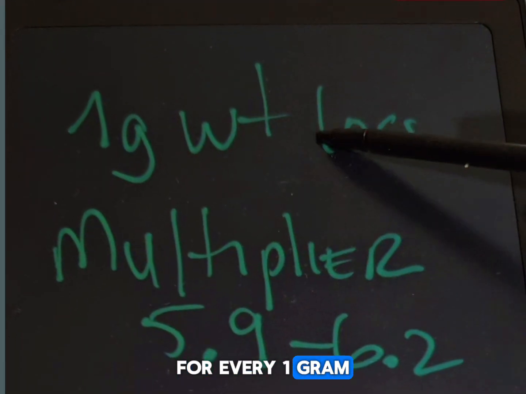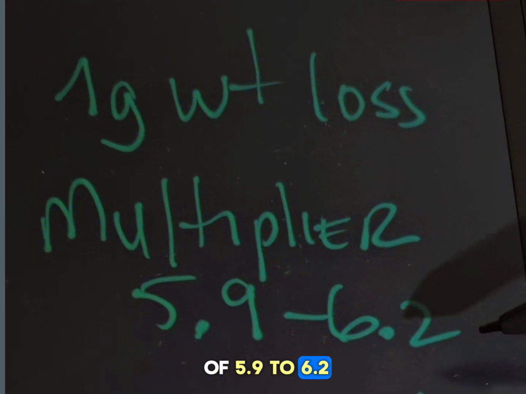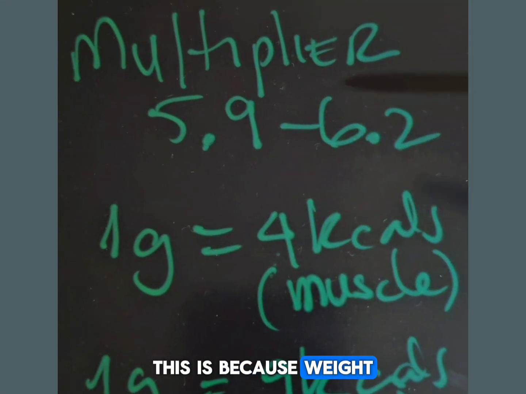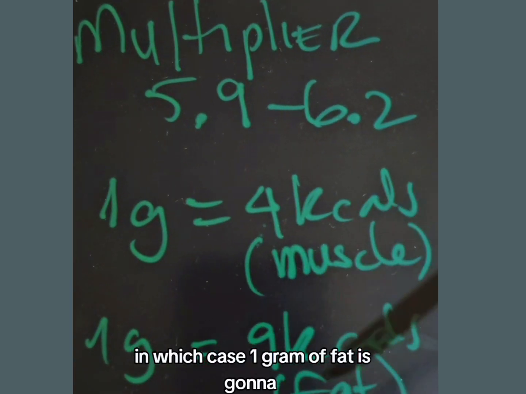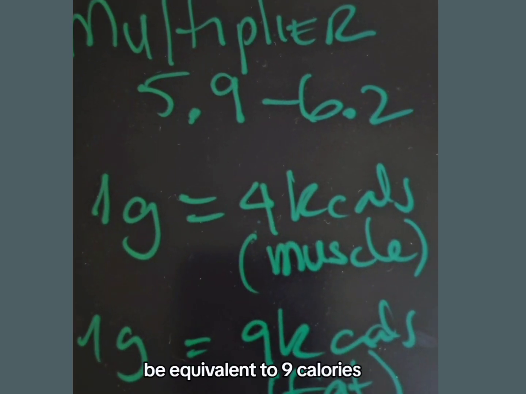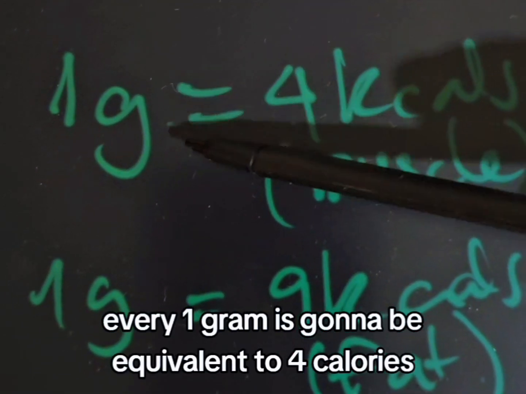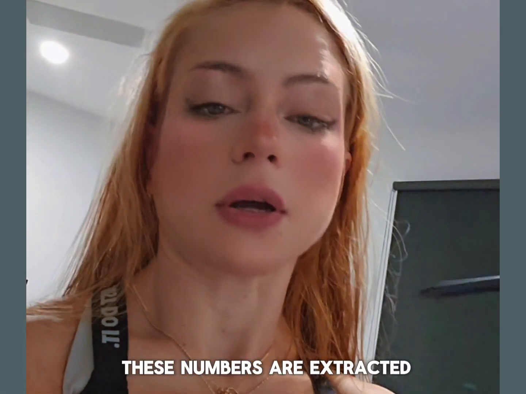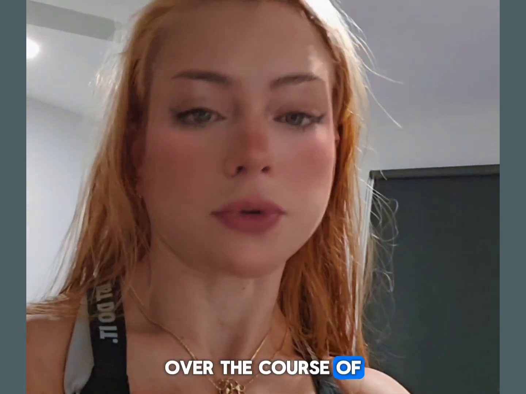For every 1 gram of weight loss, we're going to use a multiplier of 5.9 to 6.2 calories per gram. And why this number? This is because weight loss is rarely 100% fat loss, in which case 1 gram of fat is going to be equivalent to 9 calories. Fat-free tissue is going to be every 1 gram is going to be equivalent to 4 calories. And bear in mind, these numbers are extracted from case studies of drug-free bodybuilders over the course of contest preparation.